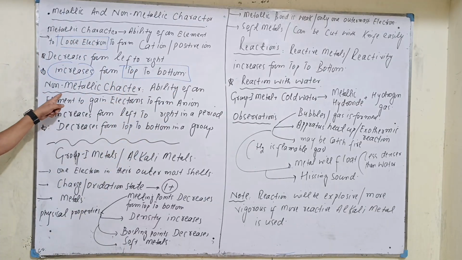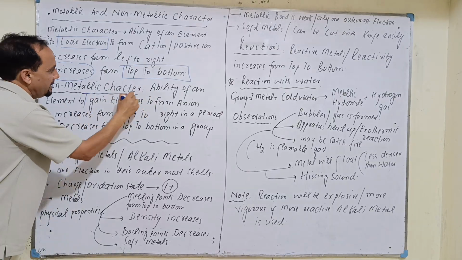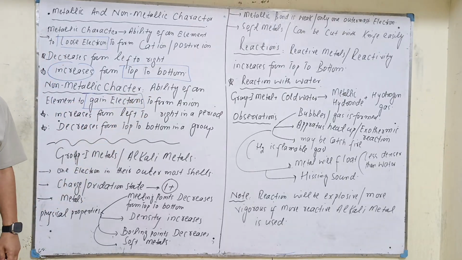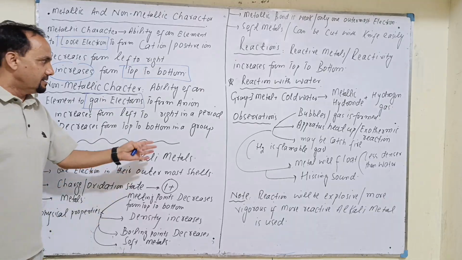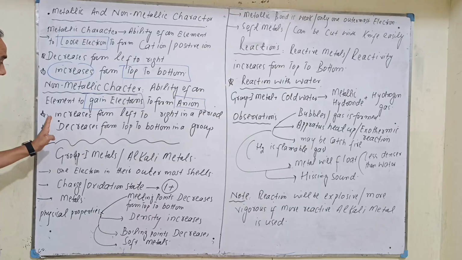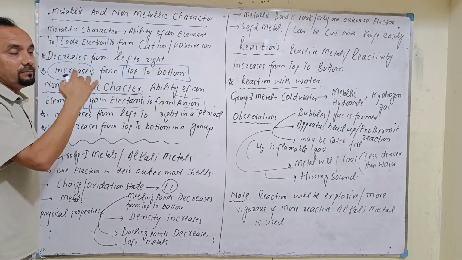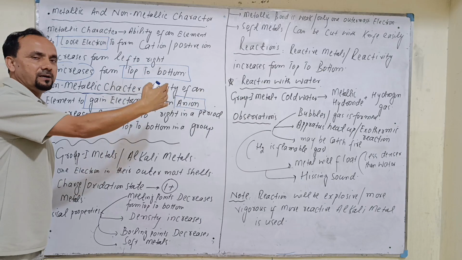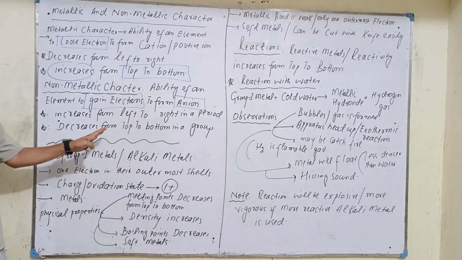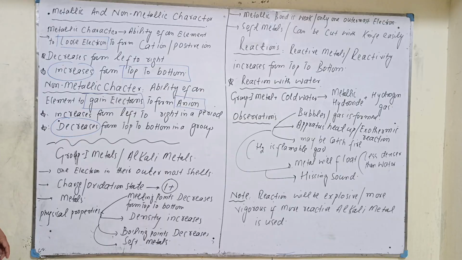The next is non-metallic character. It is the ability of an element to gain electrons. And when an element gains an electron, definitely it will form an anion. And it increases from left to right. That's why you can see non-metals on the extreme right of the periodic table. And from top to bottom, the non-metallic character decreases.